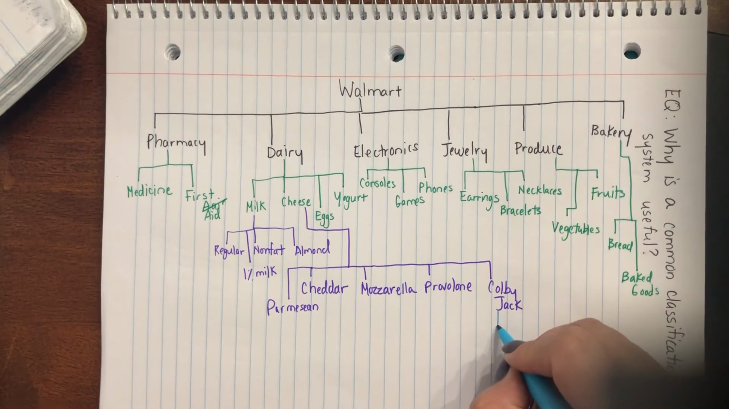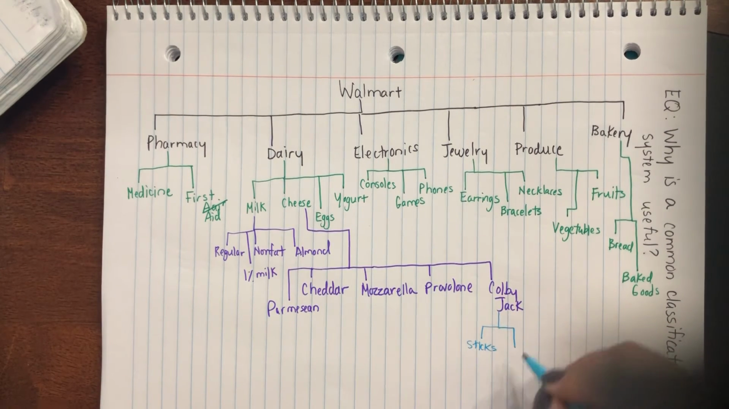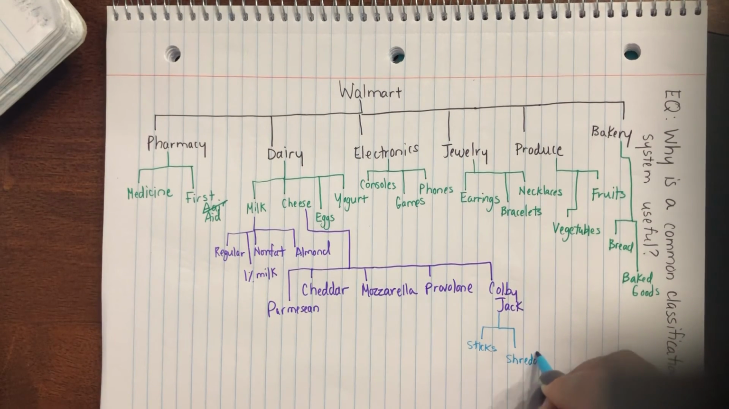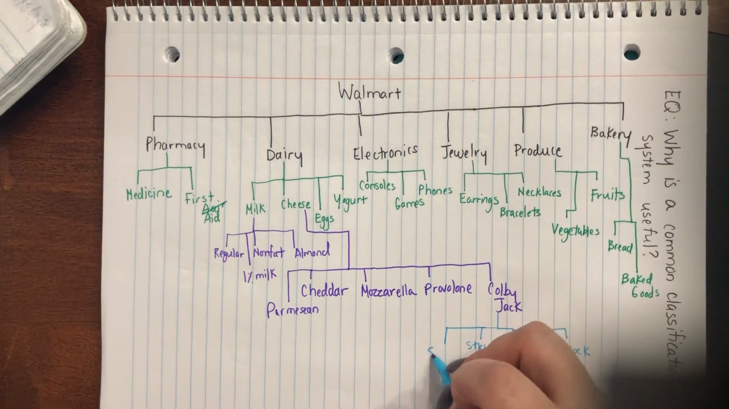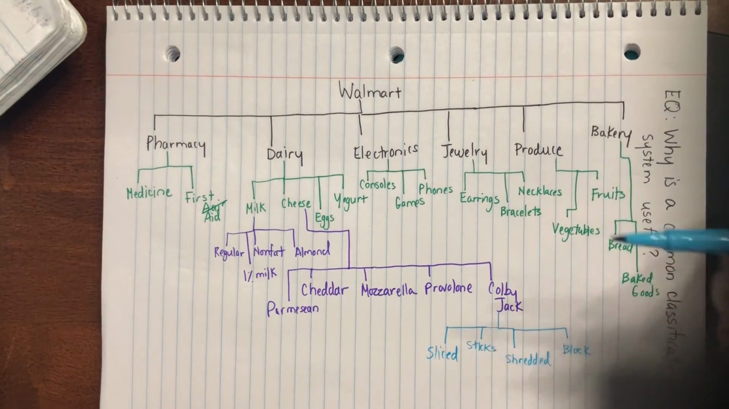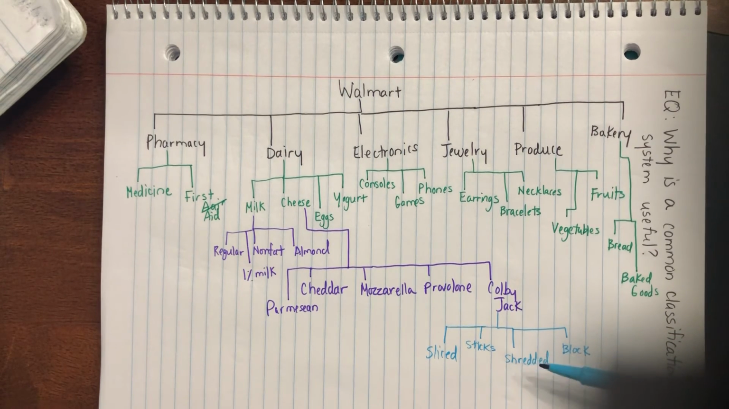Colby Jack is sold in sticks. It's sold shredded. It's sold just as a block of cheese. It's sold sliced. So again, as I'm moving down, I could even further take this down and go down to perhaps the brands or even the ingredients that are in there.